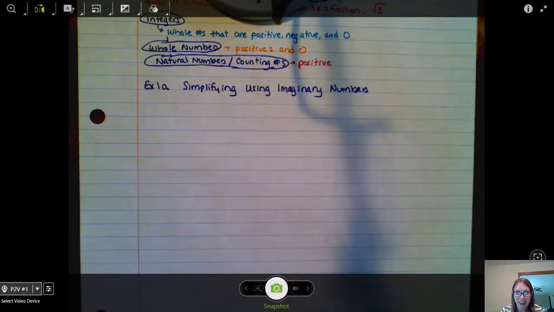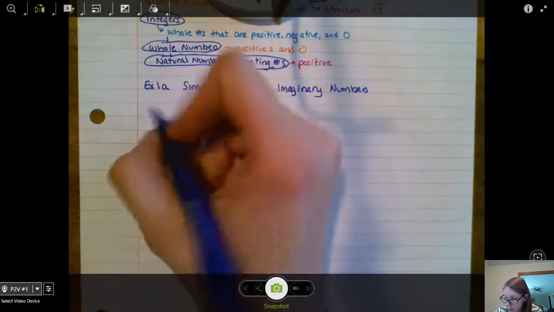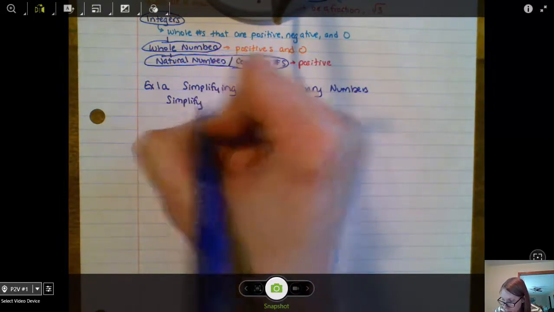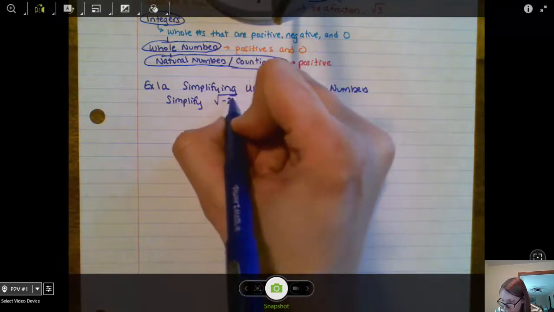Okay, example 1a and 1b here, shortly after. Hopefully start off relatively easy, where we're simplifying radicals using the imaginary number. So example 1a, let's simplify the square root of negative 24.